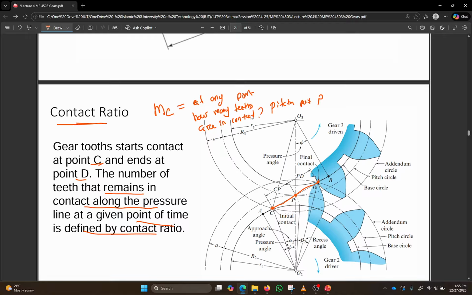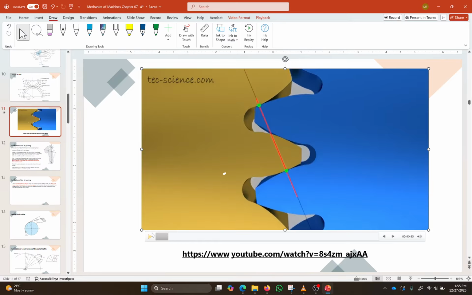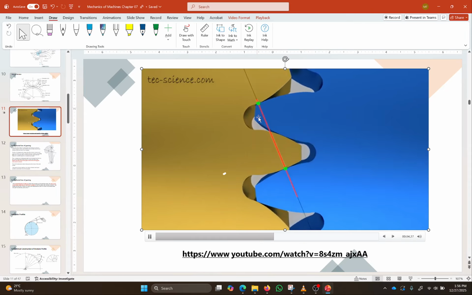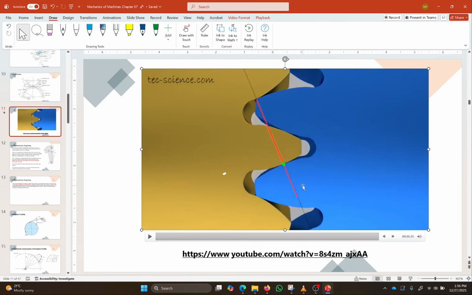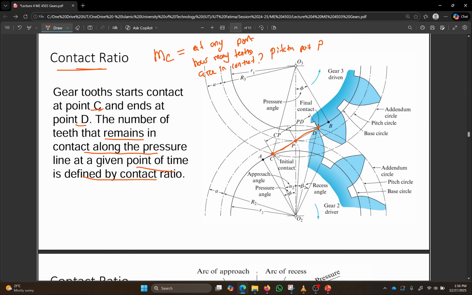Now there are formulas to find it out. If I go back to this one, we have some arcs. Whenever the teeth start contacting for a certain limit, we call it the arc of approach, and as it's leaving, disengagement, we call it the arc of recess. From here, if you use geometry, this is the point P, this is the point C, this length is CP, this length is PD. So CP and PD, and there are some arcs.